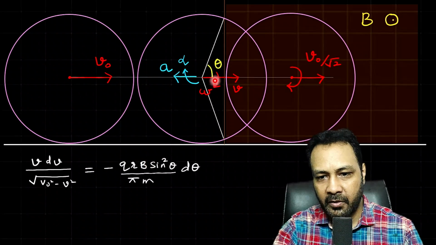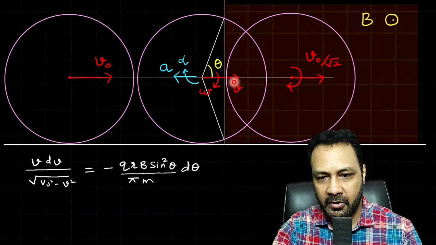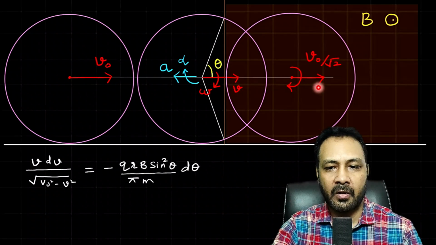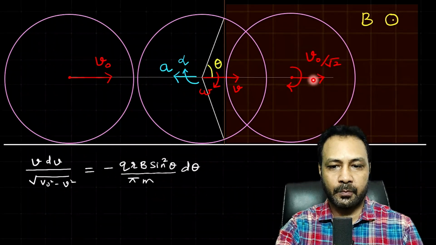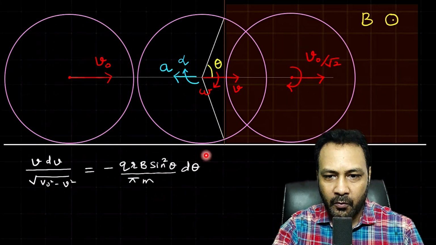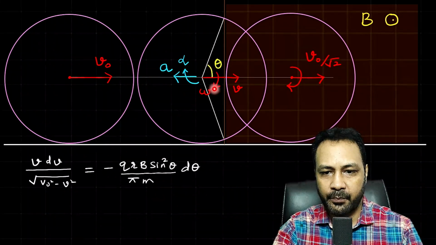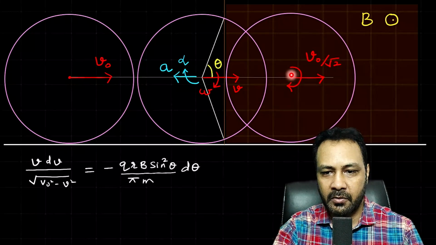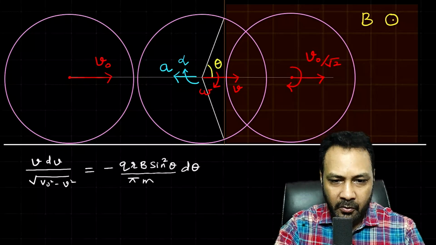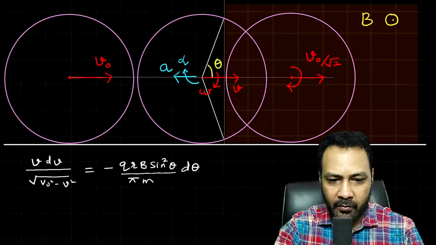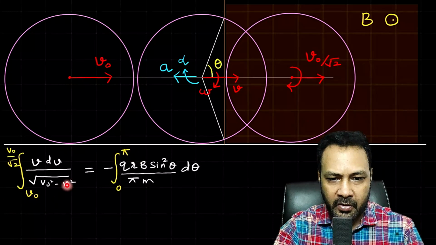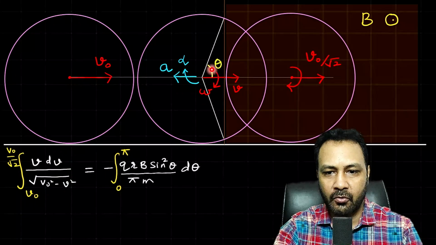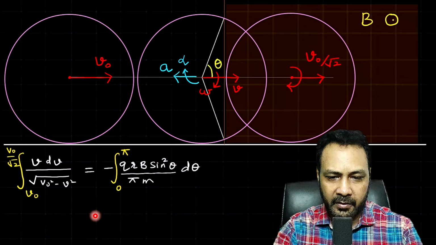For the linear motion, when it was just outside, the velocity v was v naught, and when it has fully entered this region, the velocity was v naught by root 2. When it was totally outside, theta was 0, and when it has fully entered, theta has become pi. So now integrate with the suitable limits: v from the initial value v naught to v naught by root 2, and theta from 0 to pi. These are the limits.